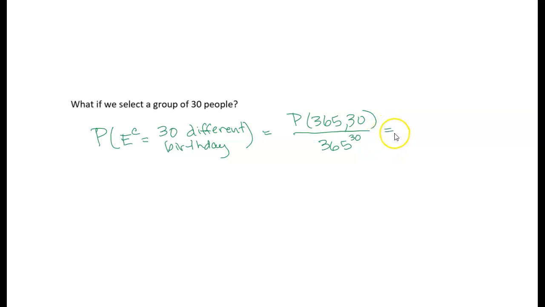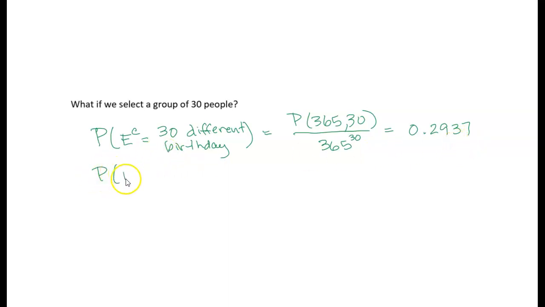But I think this one you can actually put into your calculator. I don't know that you can calculate it directly by multiplying everything out, but if you put the permutation of 365 things taken 30 at a time and divide by 365 to the 30th, at least on my calculator, I think I got this to work. I get 29.37%, or 0.2937. That's my probability that they would all have different birthdays.